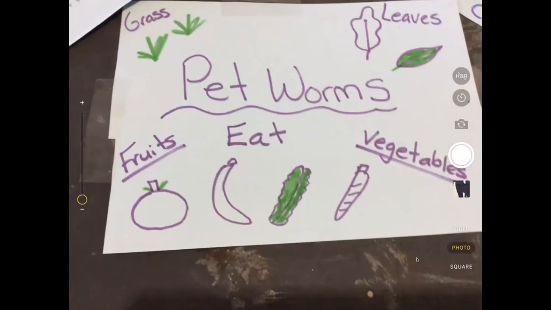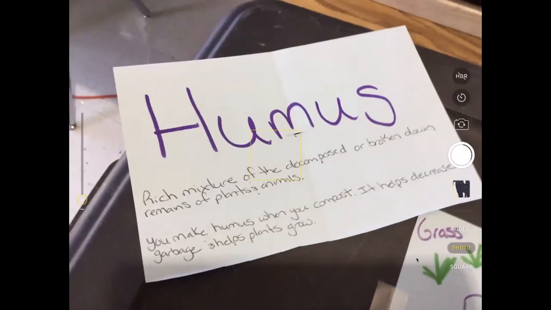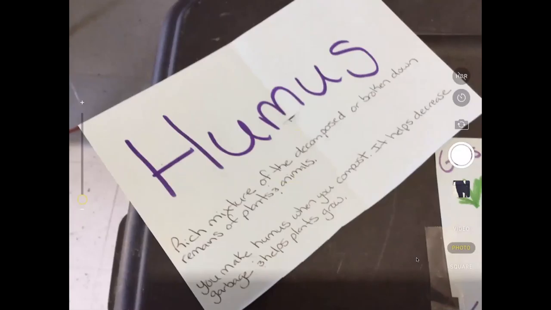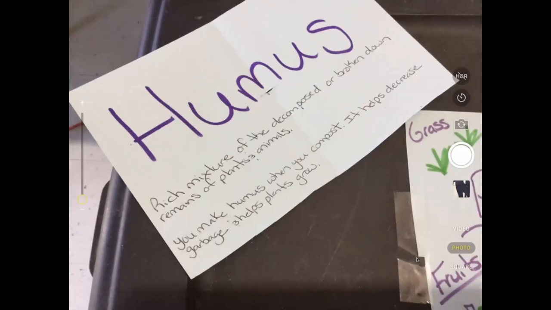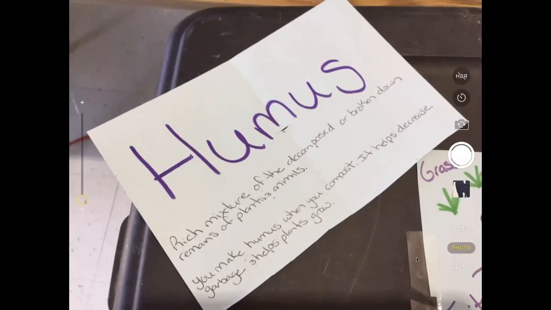Now, a vermicompost is really good to have because it's a way for us to make our own humus. So humus is just a rich mixture of the decomposed or broken down remains of plants and animals. So inside my vermicompost, we are actually using worms to break down my leftover food. And you can make humus on your own when you have your own compost bin. And it's a great thing for the environment because you're decreasing your garbage. So instead of just throwing away that apple or orange or lettuce that went bad, you can actually use it for food to feed the worms.